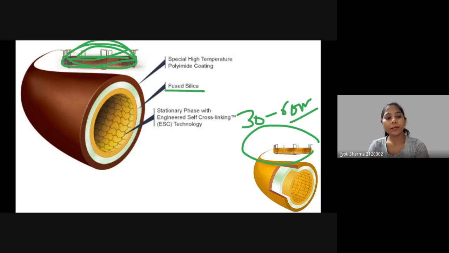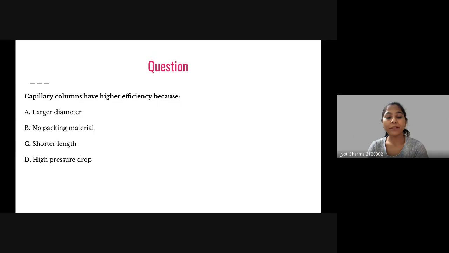Okay, so the next question is, capillary column has higher efficiency because of larger diameter, no packing material, shorter length, high pressure drop.